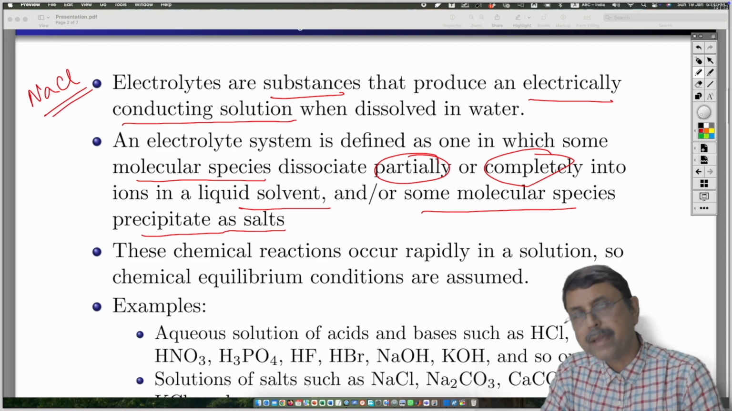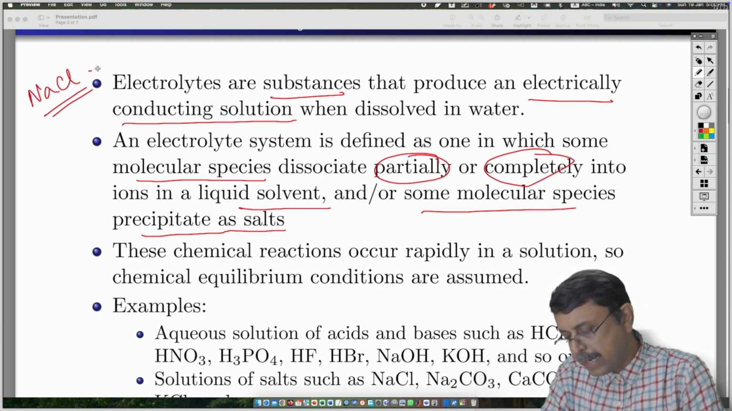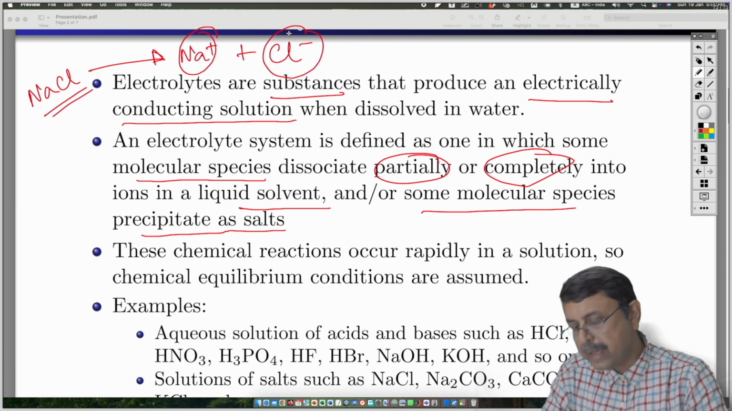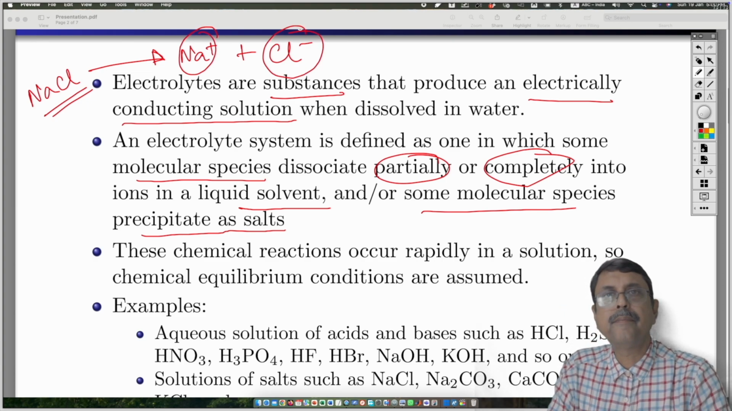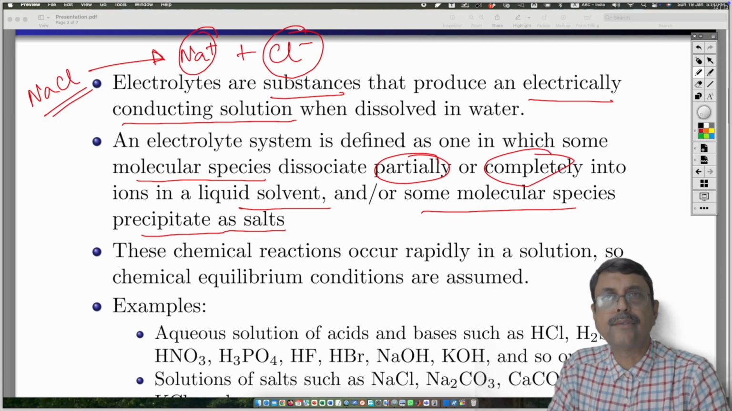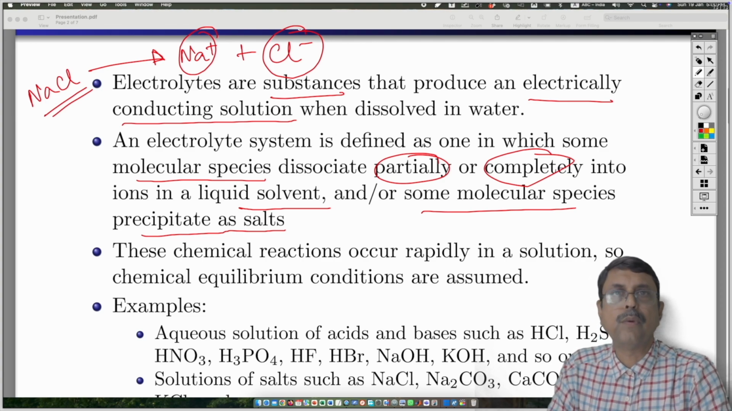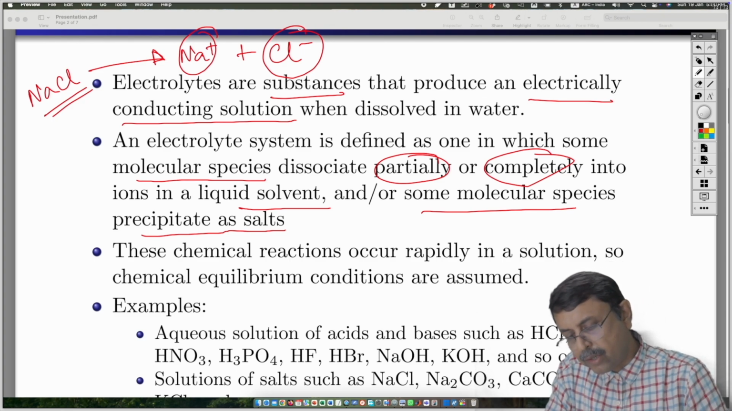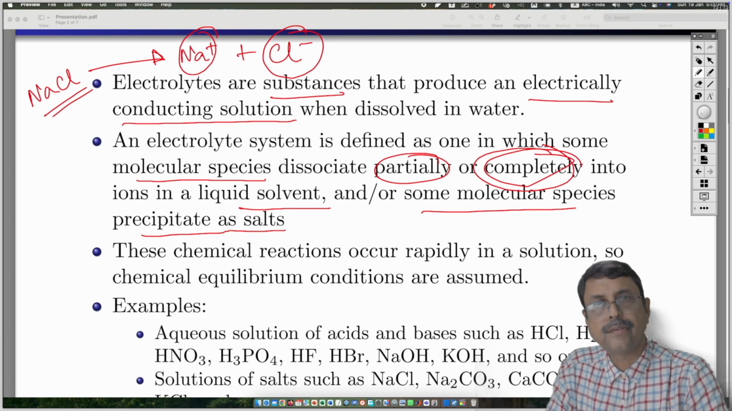Now, what happens in the solvent water? NaCl dissociates into Na+ ion, that is sodium ion, and Cl- or chloride ion. Okay, this Na+ and Cl-, they remain in ionic state in the water solution. So this is the perfect electrolyte solution in solvent water. Now NaCl is a strong electrolyte, so it completely dissolves or dissociates into water.